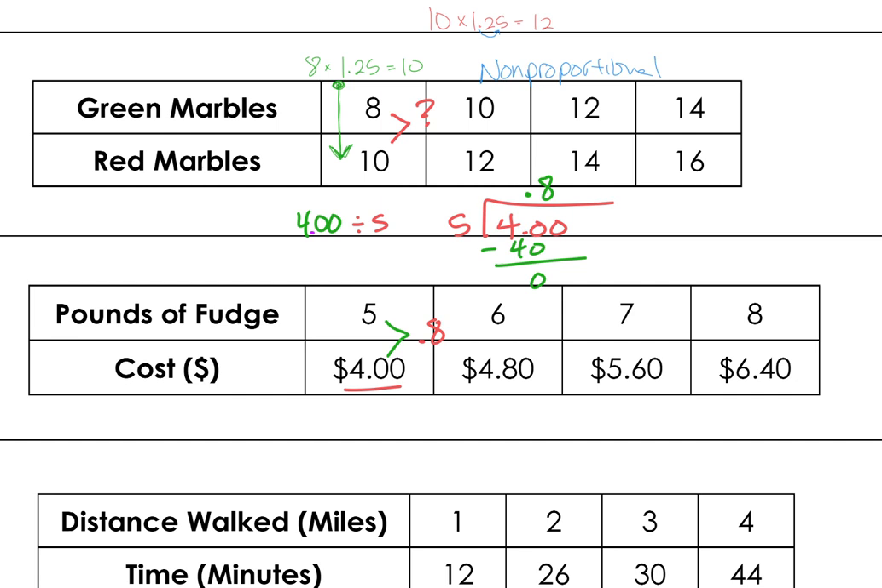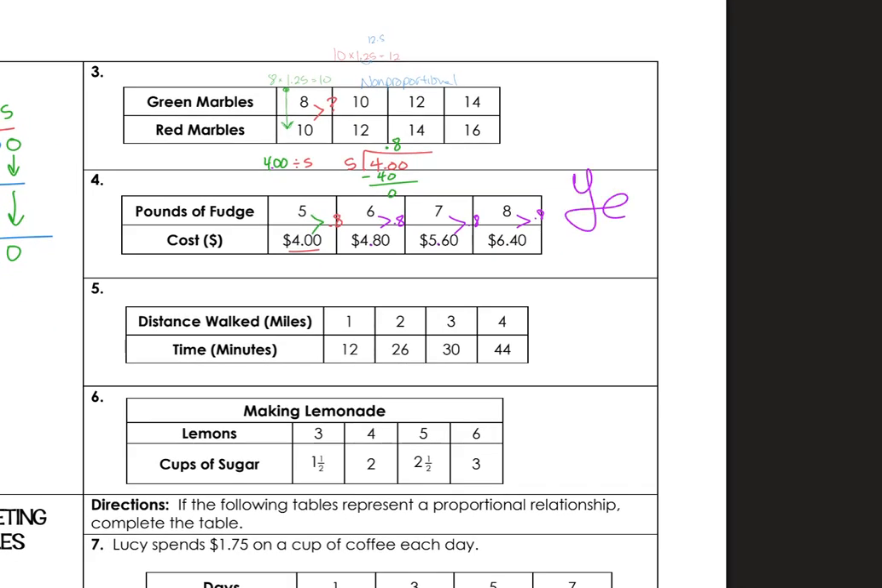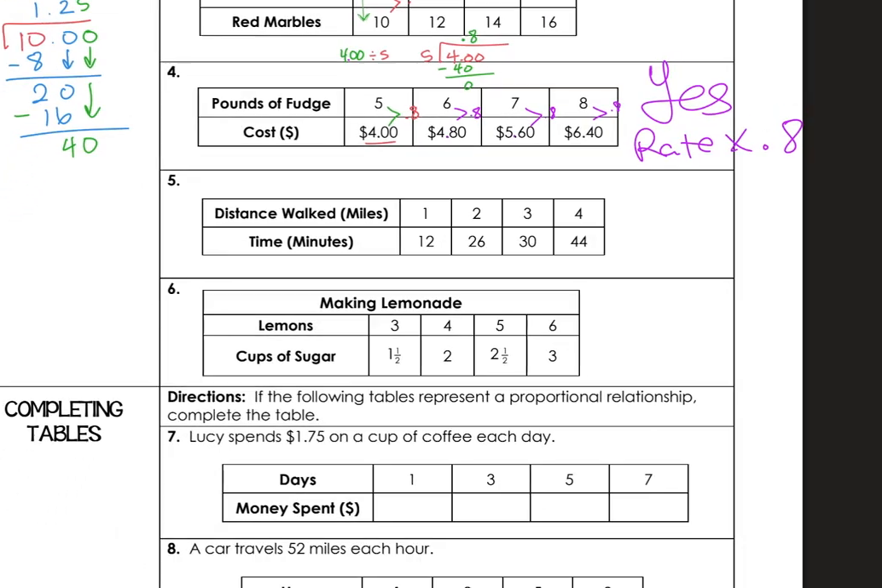And guess what? 6 times 0.8 is $4.80. 7 times 0.8 is $5.60. 8 times 0.8 is $6.40. So yes, this is proportional, and the rate is times 0.8.